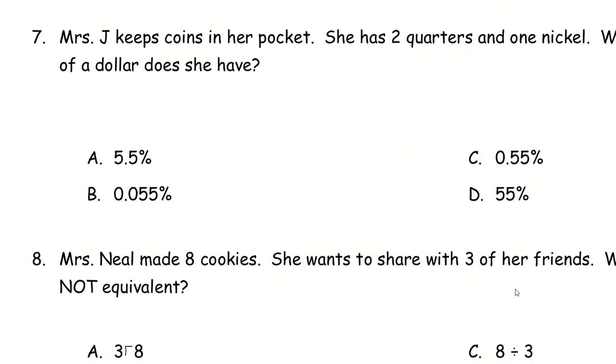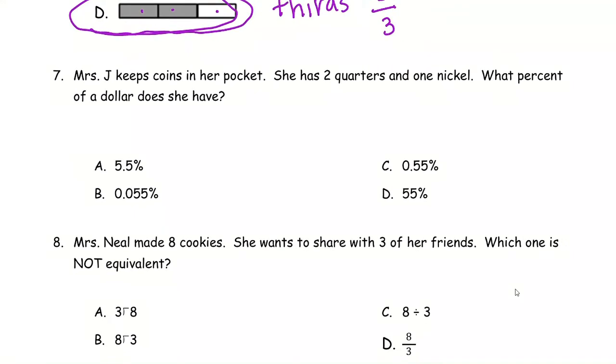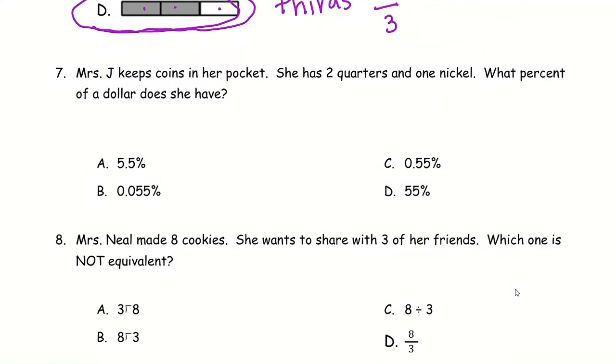Oh, Miss J's got some money. It says Miss J keeps coins in her pocket. She has 2 quarters and 1 nickel. What percent of a dollar does she have? Okay, so first I heard what percent. Percent, so that's out of 100. I'm looking at percent, so that's out of over 100.